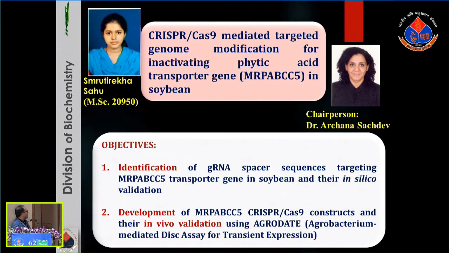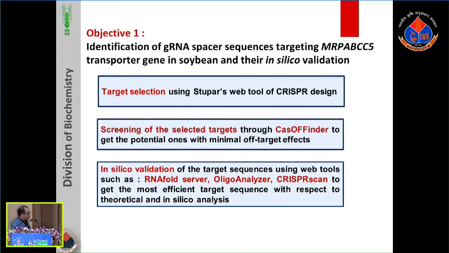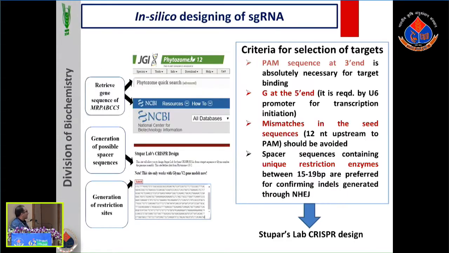And Smruti Rekha Sahu is the student who worked under the guidance of Dr. Archana Sachdev on the topic, the CRISPR-Cas9 mediated targeted genome modification for inactivating the phytic acid transporter gene. And these were the 2 objectives: the identification of the gRNA, and then development of the constructs and in vivo validation of these constructs by the agroinfiltration method. With regard to objective 1, they first selected the targets using various in silico tools, and then screened these selected targets for off-targets, and then they studied the stability of these gRNAs. And this is how it is actually done.